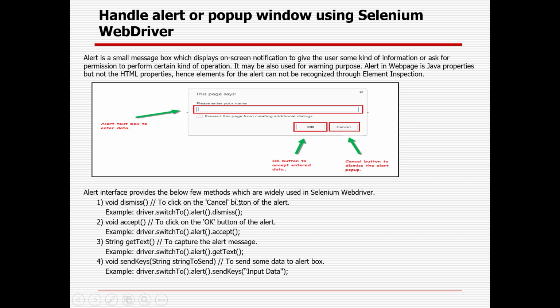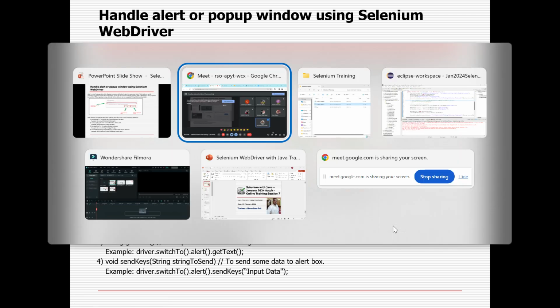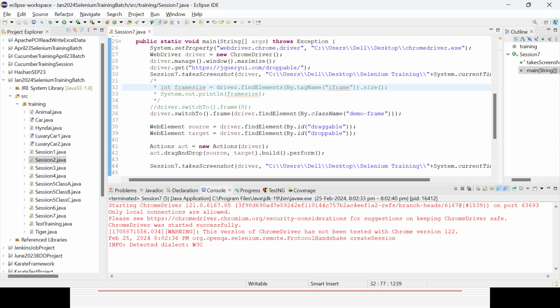The Alert interface provides a few important methods which are widely used in Selenium WebDriver. Dismiss, to dismiss the alert, right? For cancel or no. Accept, for OK or yes button. You can get the text of the alert, or in case there's a provision to enter something in the alert, you can use sendKeys to add some value in that particular alert. So let's see how you can handle those kinds of things here.